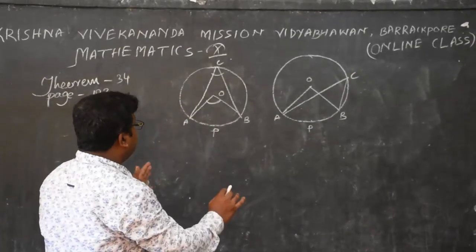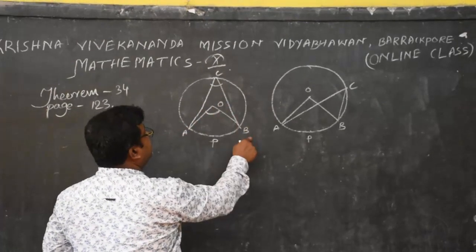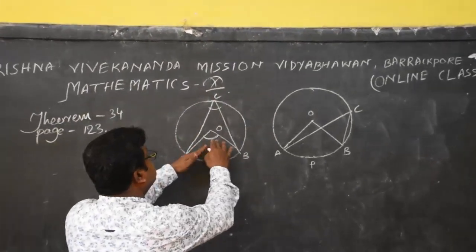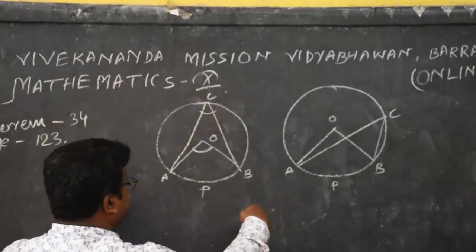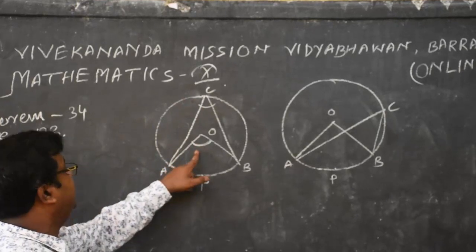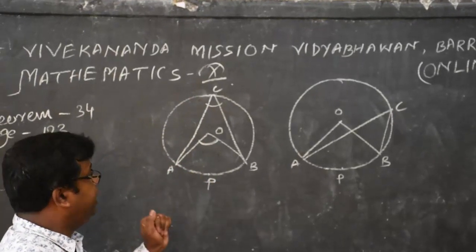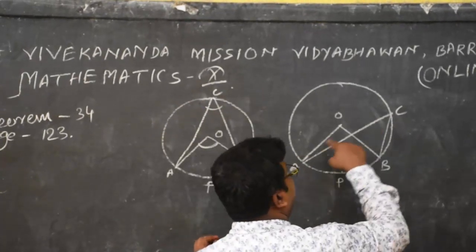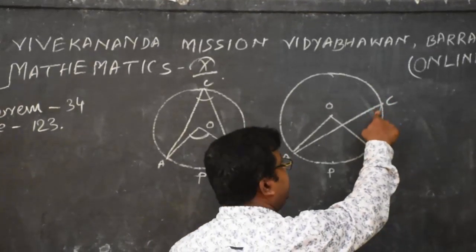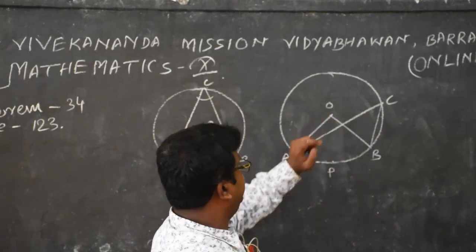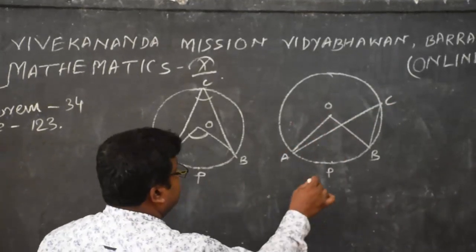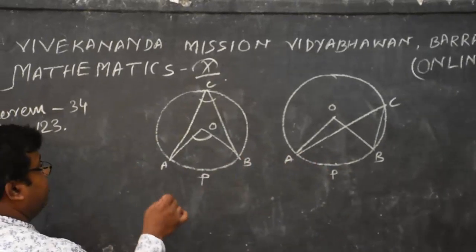Okay. So you have to prove angle AOB is twice the angle ACB. I mean the value of angle AOB is twice the value of angle ACB. Suppose angle ACB equals 50 degrees. So obviously angle AOB will be 100 degrees. Here, if angle ACB equals 40 degrees or 50 degrees, if suppose it is 50 degrees, then this angle will be 100 degrees, just twice the angle ACB. Okay. Now we are going to start the theorem.